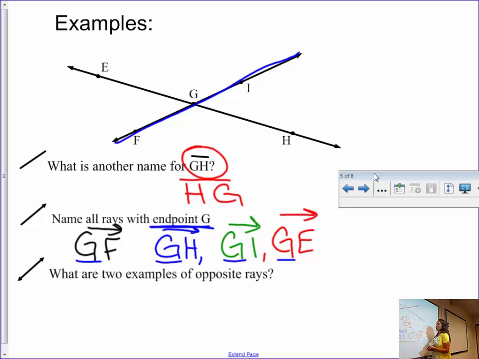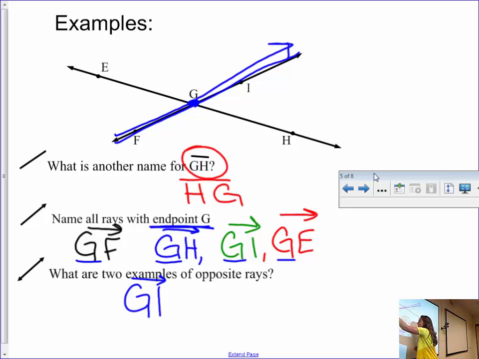Okay, in blue, we're going to use this one to identify the opposite rays. The common endpoint in the middle here would be G. So I can say one ray is GI. So it goes from G and in this direction. The opposite would be from G to F. Okay, this is one pair of opposite rays. Same endpoint, different directions on a straight line.